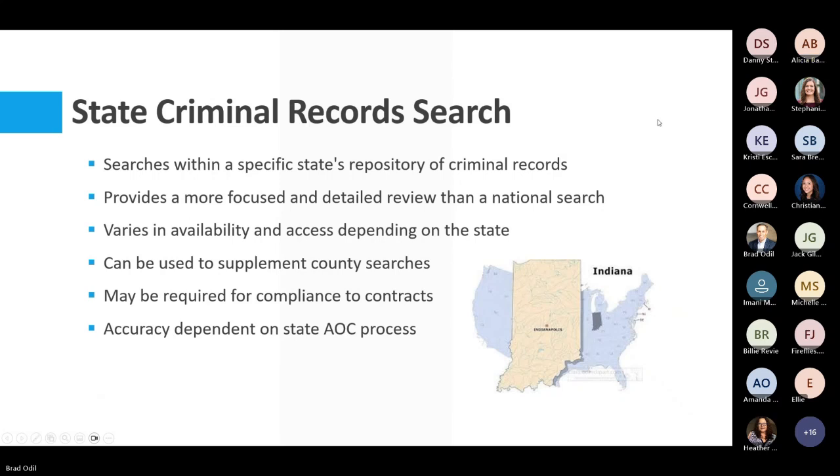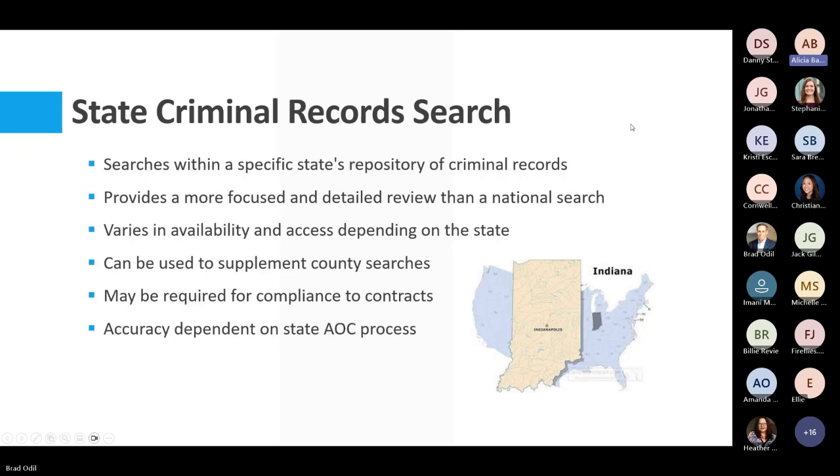Good point. So then we have state criminal record search. These search within a specific state's repository of criminal records. They provide a more focused and detailed review than a national or nationwide search, but still used mostly for pointer data. These vary in availability and access depending on the state. Some states don't have a statewide report that can be ordered at all. They can be used to supplement county searches depending on the state. They may be required for compliance with contracts depending on industry.